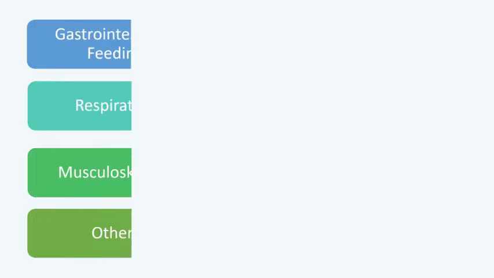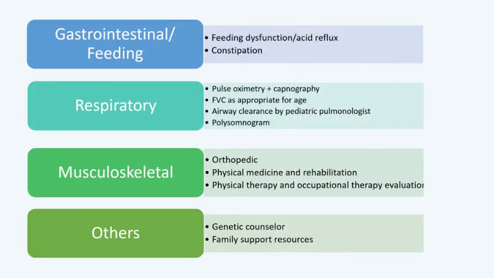Here we can see the importance of the multidisciplinary evaluations of patients with SMA. As we know, SMA is a chronic disease with progressive weakness, and it can affect different organs or systems. Here we have the main abnormalities and complications that we can see in a patient with SMA. So to take care of these patients, we need a multidisciplinary team.